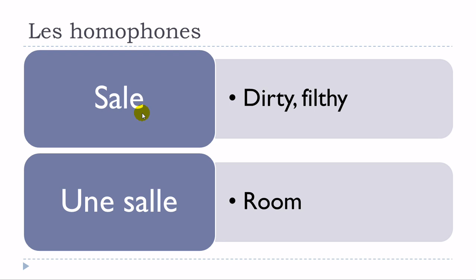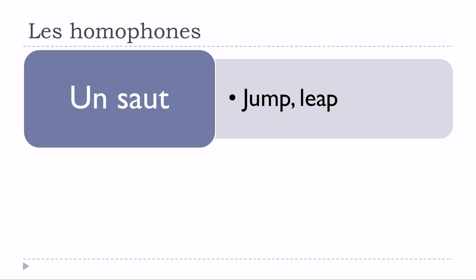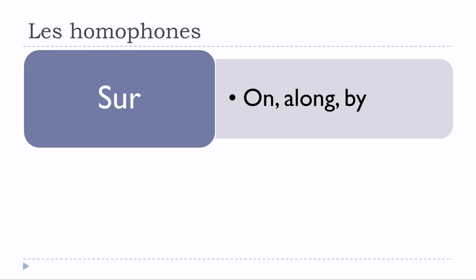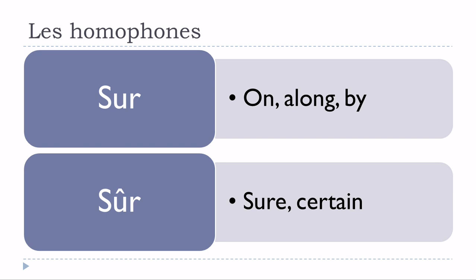Un seau. Okay, so, un seau, and then the same way, un seau. Sûr. Okay, even if you get this accent circumflex, you don't pronounce it, so you get the same pronunciation, sûr and sûr.